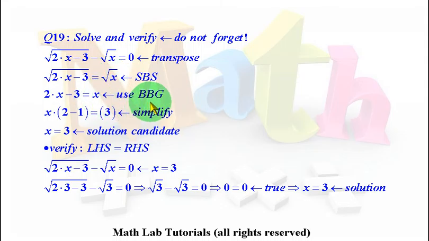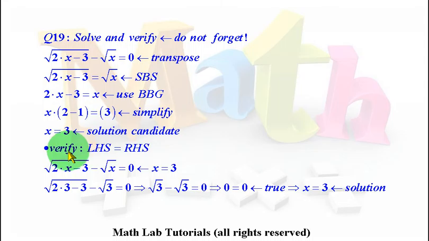We can do a little bit of backward bin gathering here. We open up an x bin, drop in a 2, and then the x becomes negative 1. And then we hit the equal sign, open up a constant bin, minus 3 becomes 3. And as usual, we simplify inside each bin. 2 minus 1 is 1, so x times 1 is just x. And on the right-hand side, we just get 3. And that's our solution candidate.